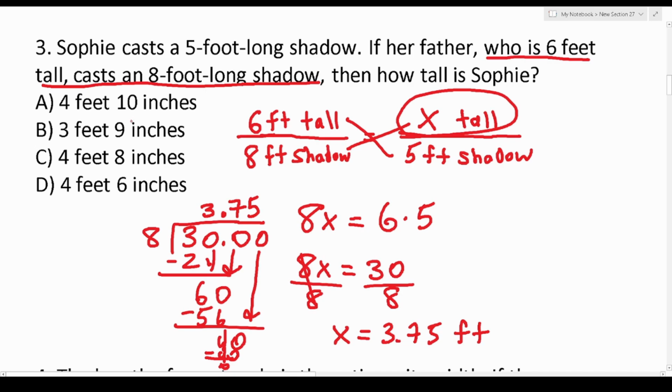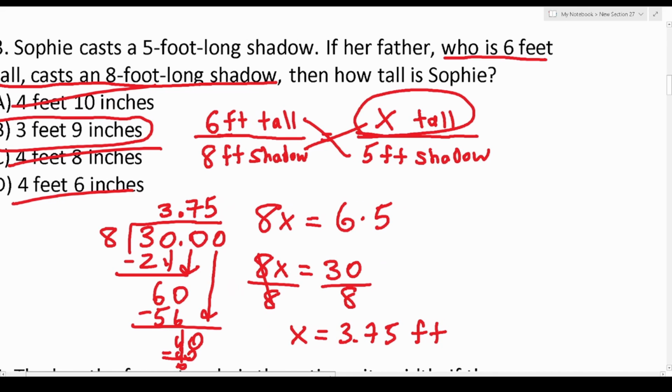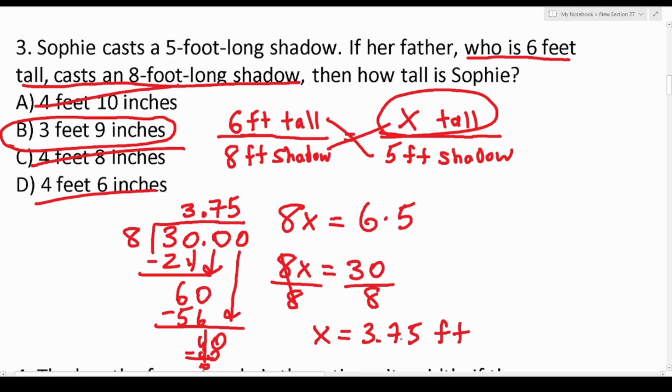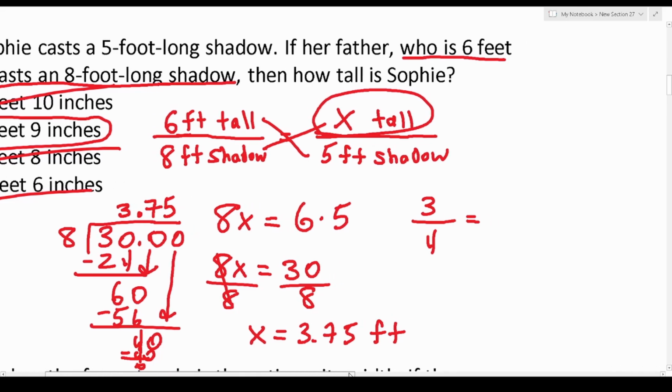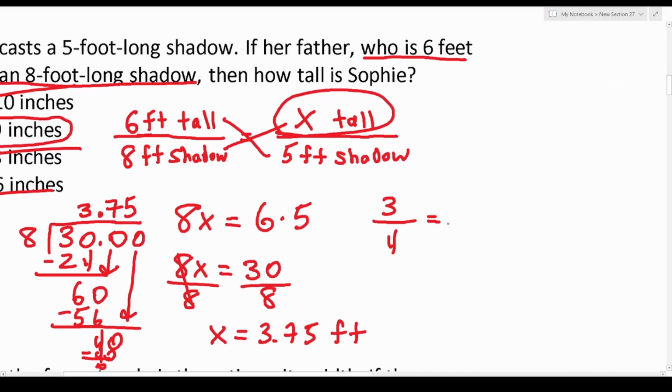Unfortunately, our answer choices are given in terms of feet and inches. That said, we know she's 3.75 feet, so all these with a 4 are wrong. So by process of elimination, we know B is the correct answer. That said, let's say we wanted to convert this 0.75 feet into inches. Again, 0.75 is the same as 3/4, and inches are always over 12, so we would do this math right here to figure out how many inches this is in terms of the conversion.